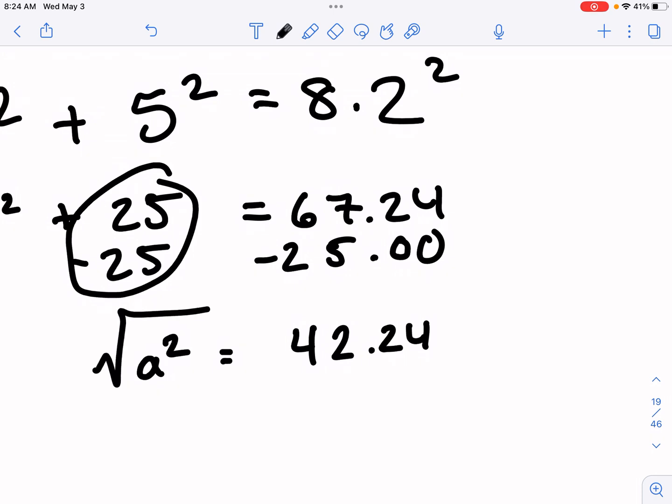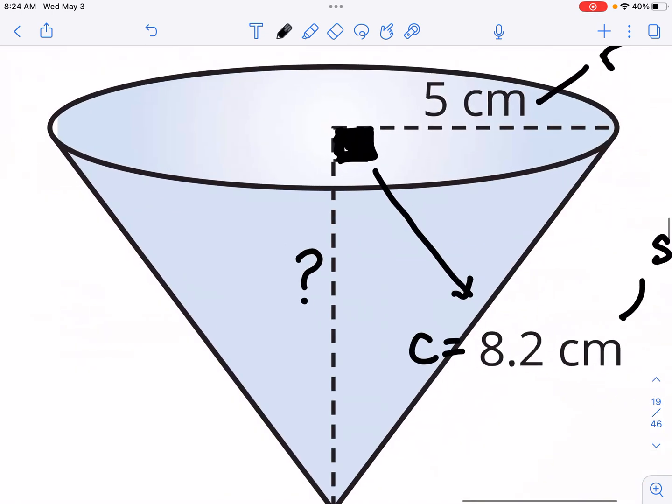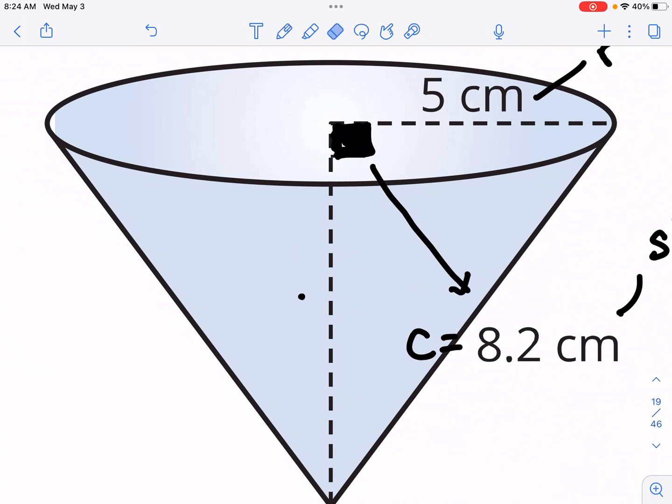At this step, we'll take the square root of both sides. Just off to the side, I'm using my calculator here. a is approximately 6.5 centimeters. So that is our actual height here, 6.5.